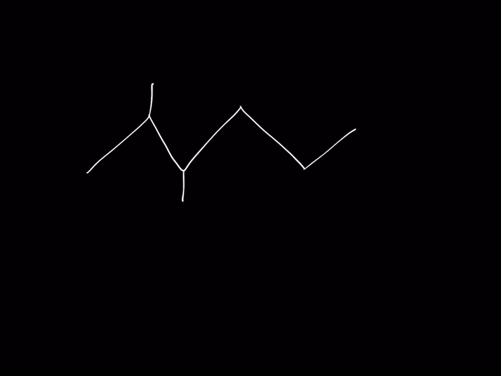Now let's work on this example. How would you name this compound? So we could count the carbons from right to left, but then the substituents are going to be on 4 and 5. But if we count from left to right, the substituents are going to be on 2 and 3. So we want the 2 and 3, so we're going to count from left to right.